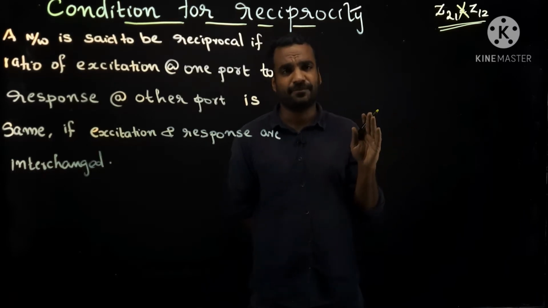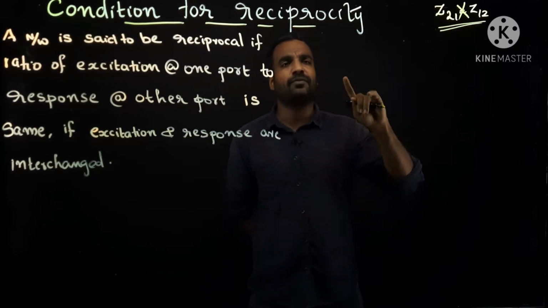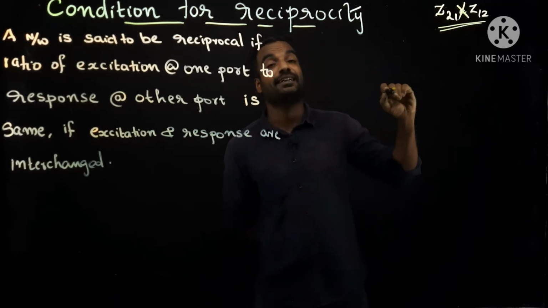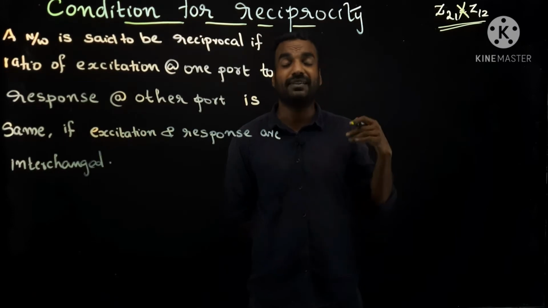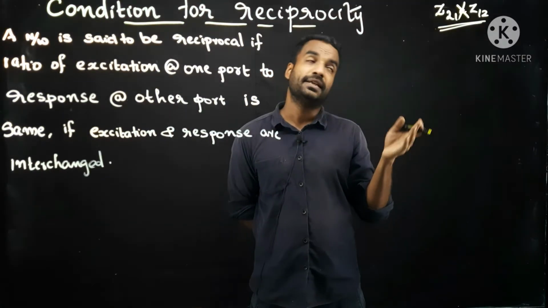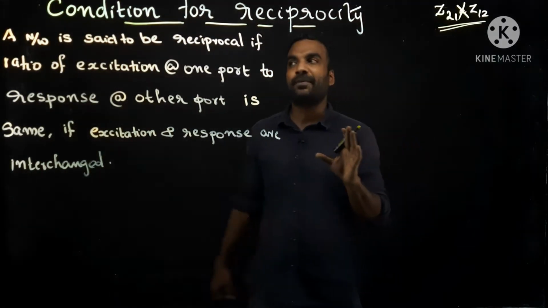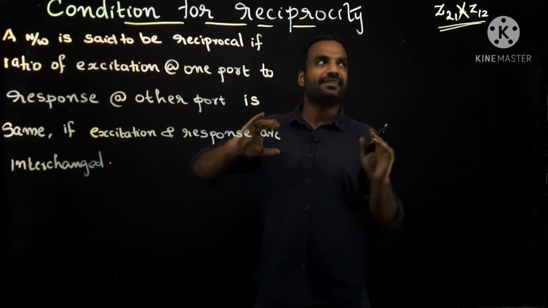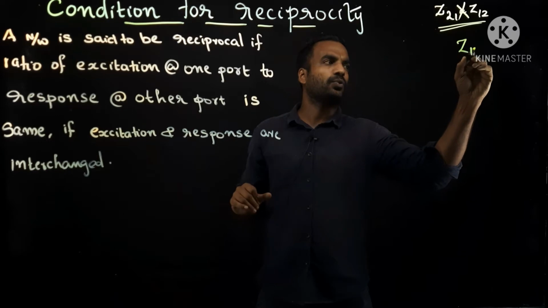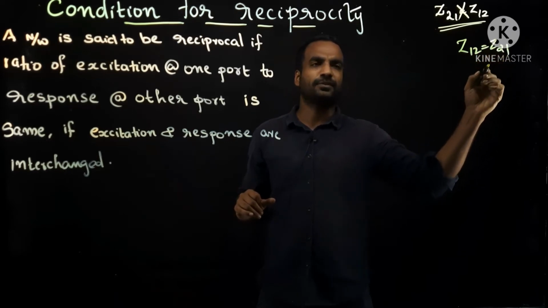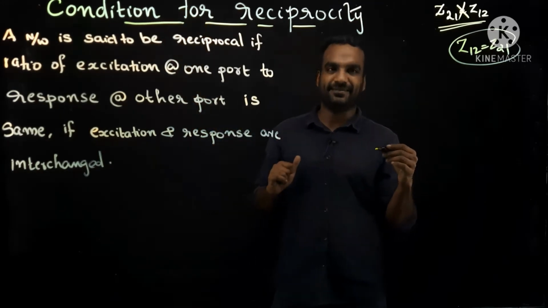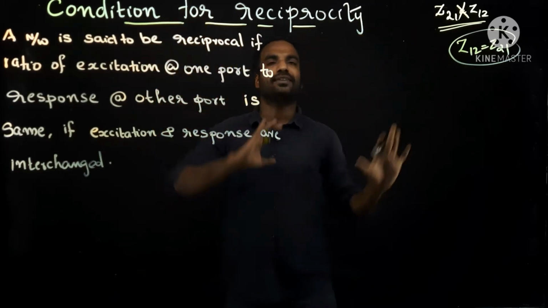That is the case. Anyhow, you have to find Z11, Z12, Z21, Z22 and check whether Z21 is equal to Z12. Then that circuit is reciprocal. If Z12 is Z21, the circuit is reciprocal. That is the condition. Now I want to derive that condition. So how can we derive that condition?